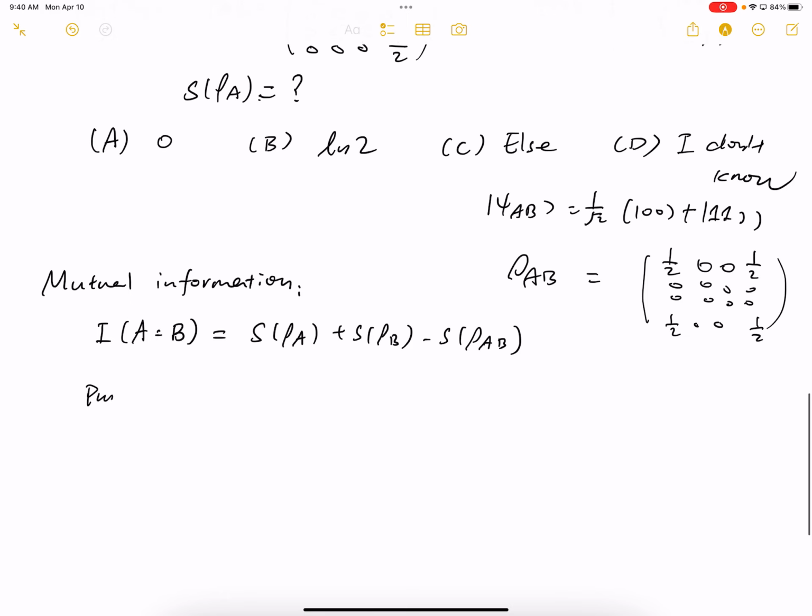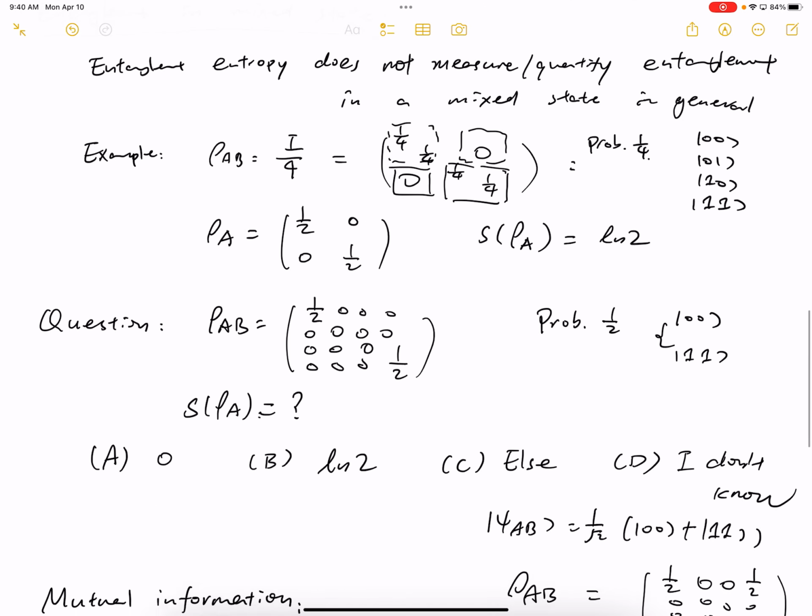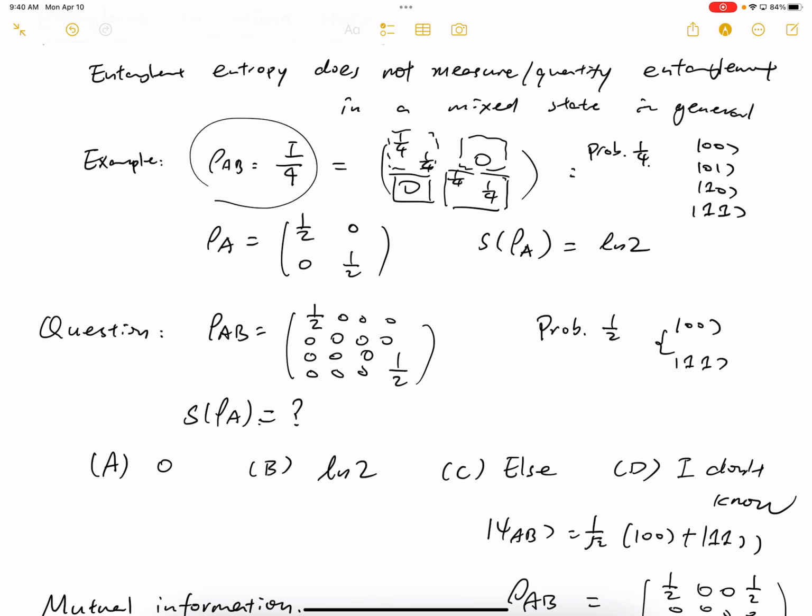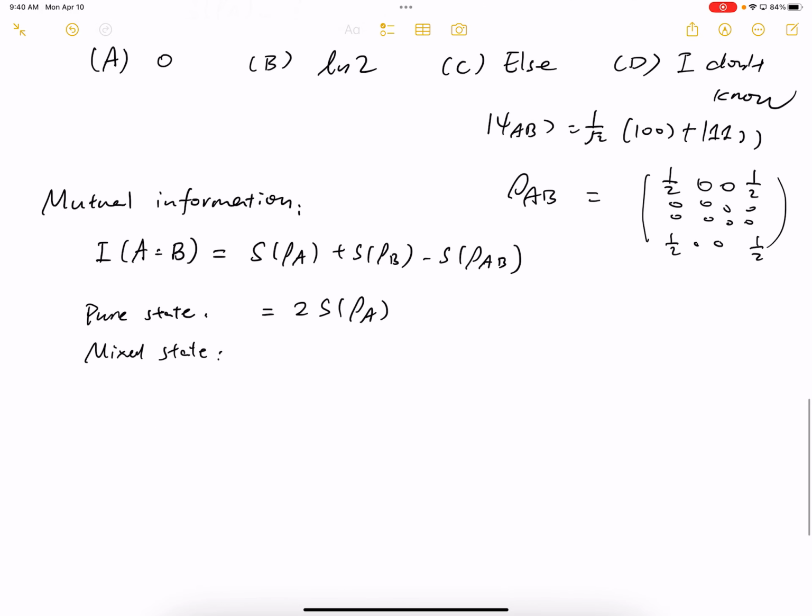So for a pure state, this basically reduces to 2 times S of rho A. So it's double the entanglement entropy. But for a mixed state, of course, it can be different. And to see how it is different, we can look at this old example of rho AB equals the identity matrix over 4. In this case, rho A is going to be just 1/2, 0, 0, 1/2. Rho B is the same, it's symmetric.